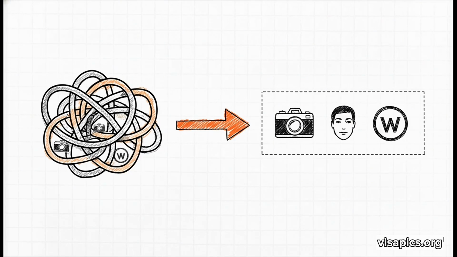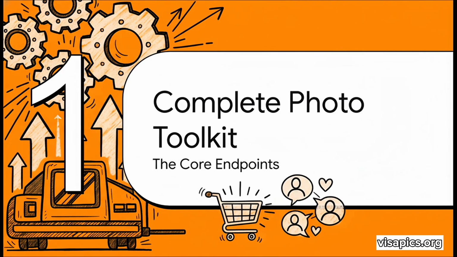And this is exactly where the VisaPics API comes in. It basically gives you this super streamlined solution to handle all those complex tasks with simple, elegant API calls. So you can get back to focusing on your core product instead of getting bogged down building complex photo tools from scratch. So what's actually in this toolkit? Let's break down the core endpoints that can power pretty much anything, right? We're talking e-commerce platforms trying to boost conversions, or social media apps that just want cleaner-looking content.